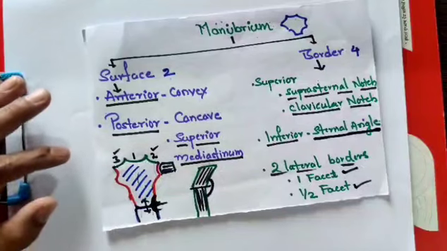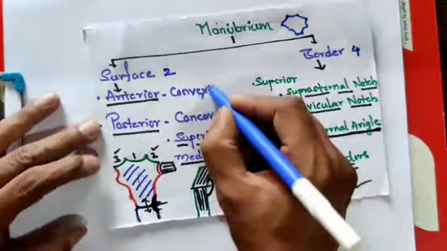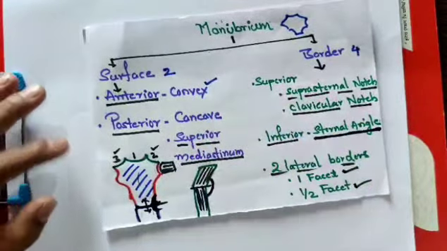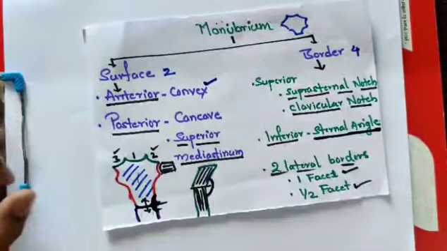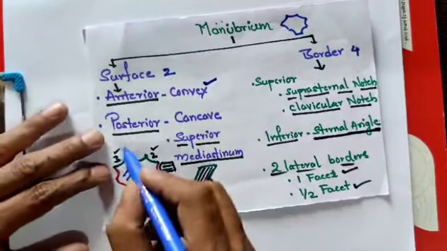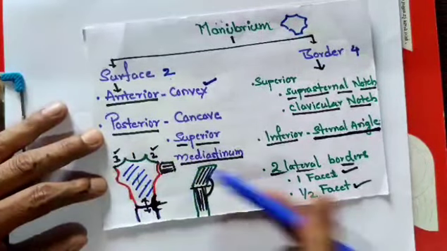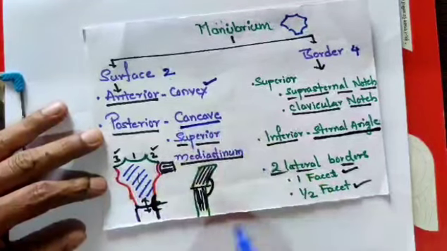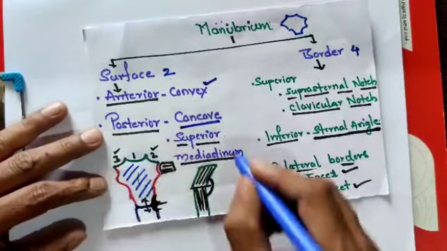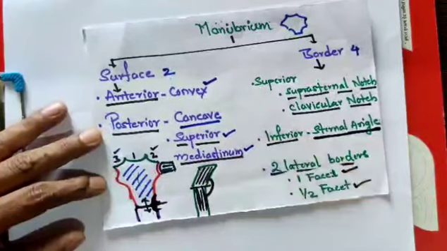This lies just below the skin, and it is convex outwards, and it is easily palpable with your fingers. And next, the posterior surface, the back surface. The posterior surface is concave, and that posterior surface is related to the superior mediastinum.